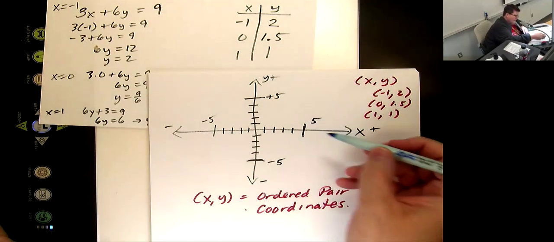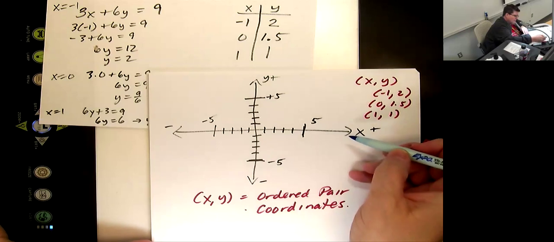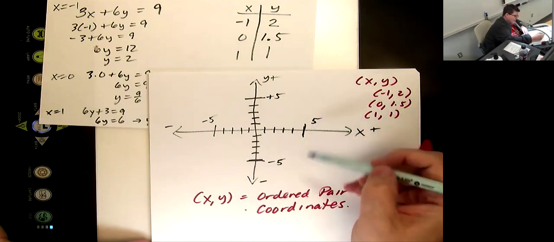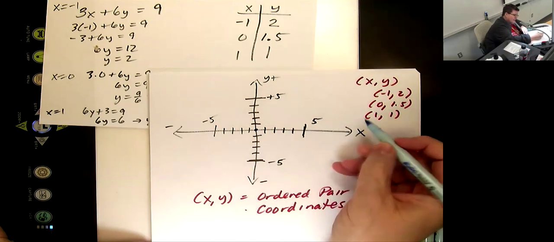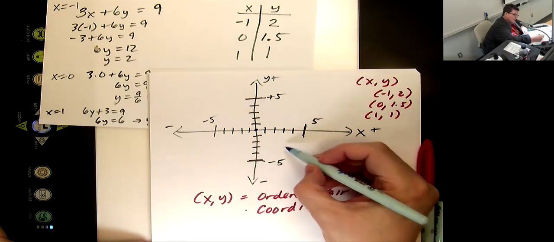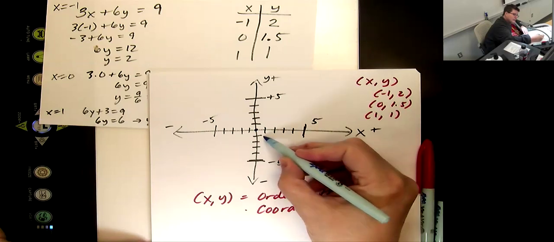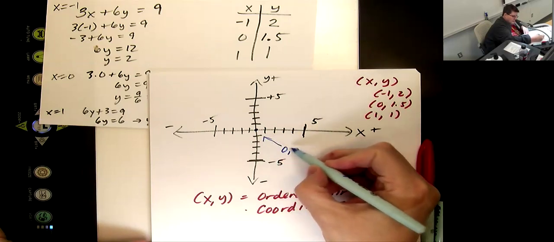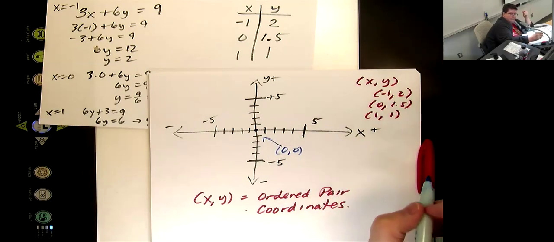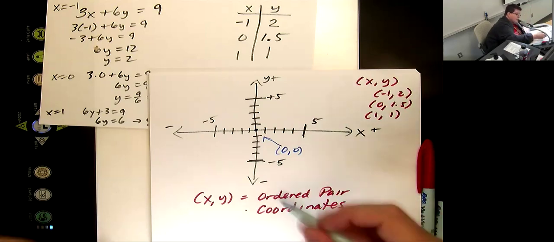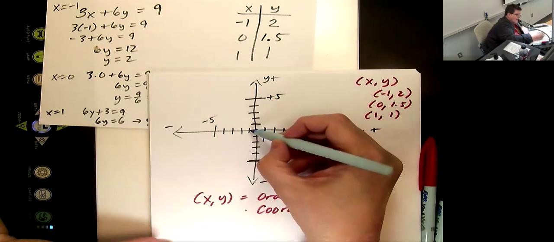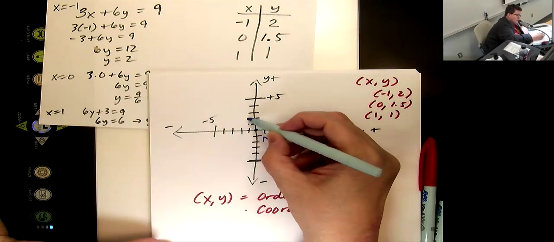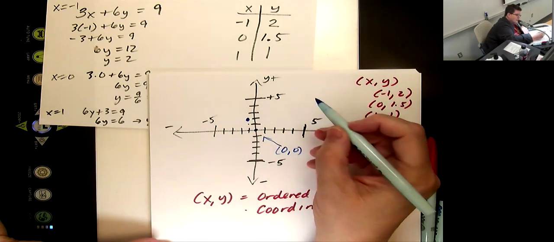The first number is how far left or right we go. And the second number is how far up and down we go from the center. So the center is 0, 0. X equals 0 there and Y equals 0 there. So our first point, -1, 2: left 1, up 2. -1, 2.